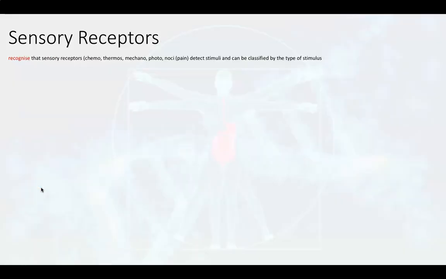So if we move on, different types of receptors. We said, well, the eye is a receptor, but let's speak more specifically. There are chemo, thermo, mechano, photo, and nocireceptors, which are pain receptors. And these receptors are classified, if you haven't noticed, based on what they do, based on what they pick up.